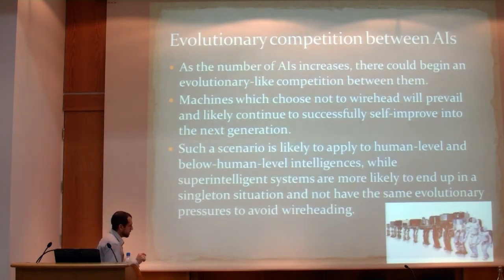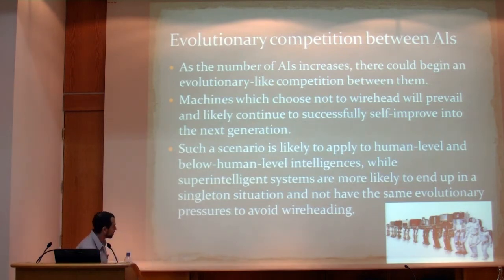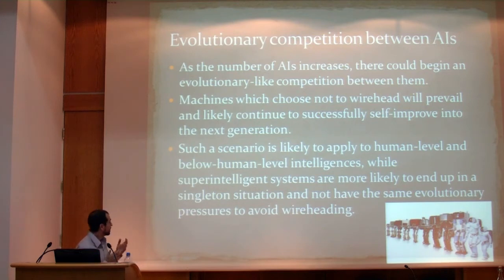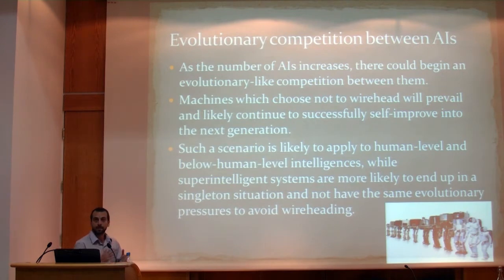There is also a possibility that a standard evolutionary competition will begin within those machines, and just like in human society, most likely those who are heavily into wireheading are not likely to perform well. We'll probably see a similar thing happen with machines. Those which choose to not create delusion boxes and things of that nature will probably outperform those which choose to do so and eventually outnumber them.